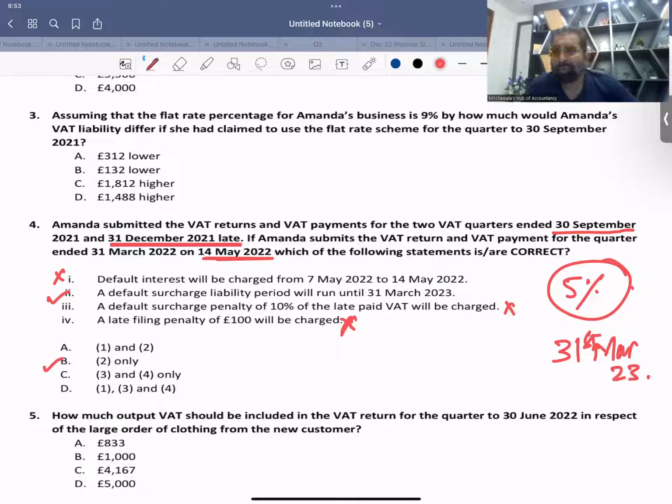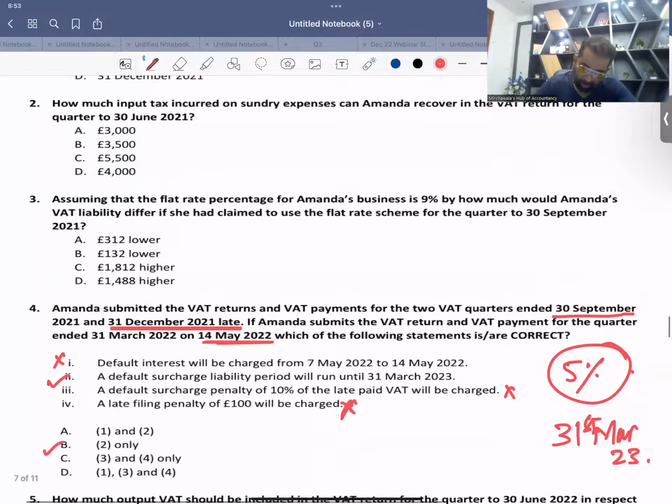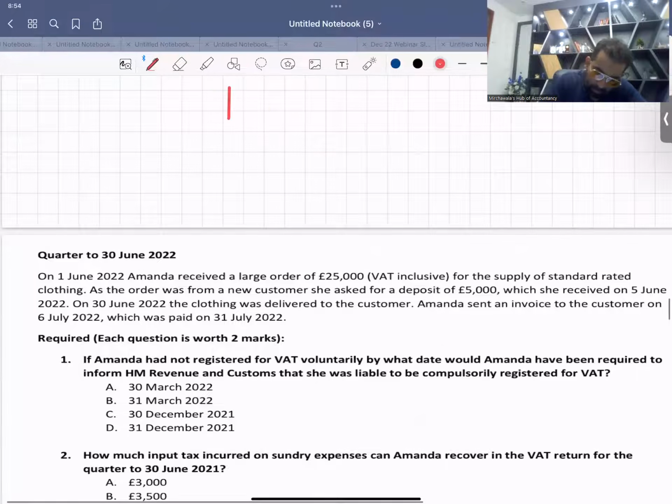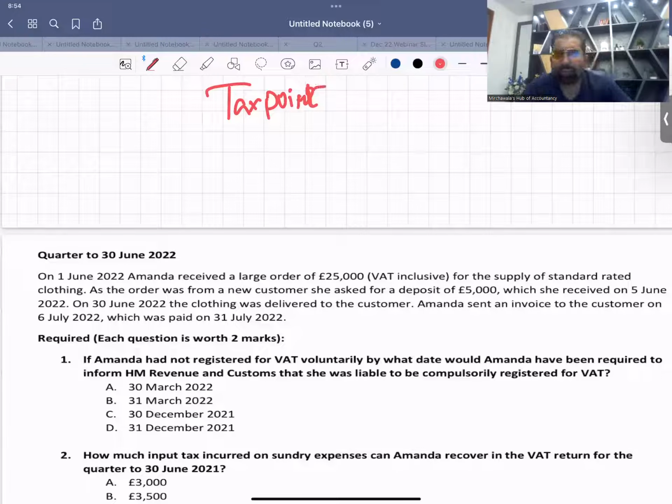Next, we hope you remember the topic tax point. Now look at here. You remember the tax point for goods. First of all, there is the basic tax point, BTP. BTP is the date on which you deliver the goods to the customer.